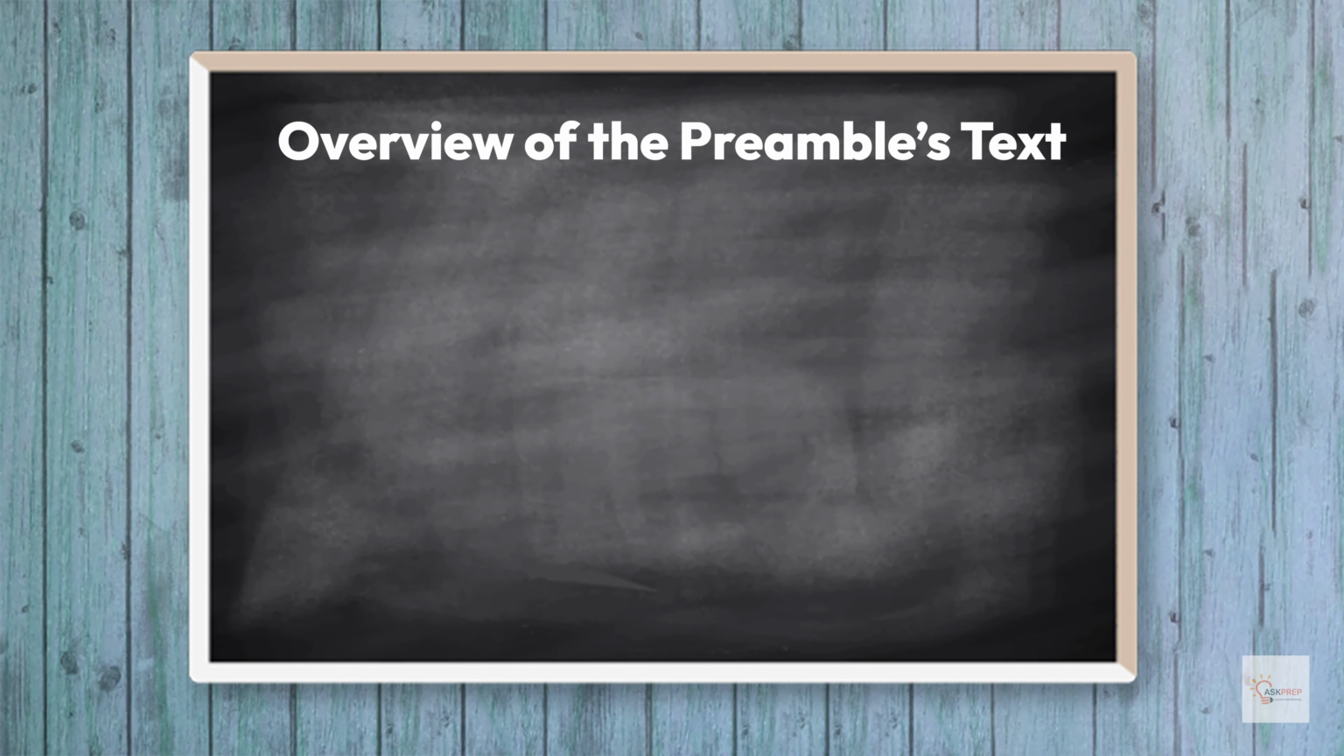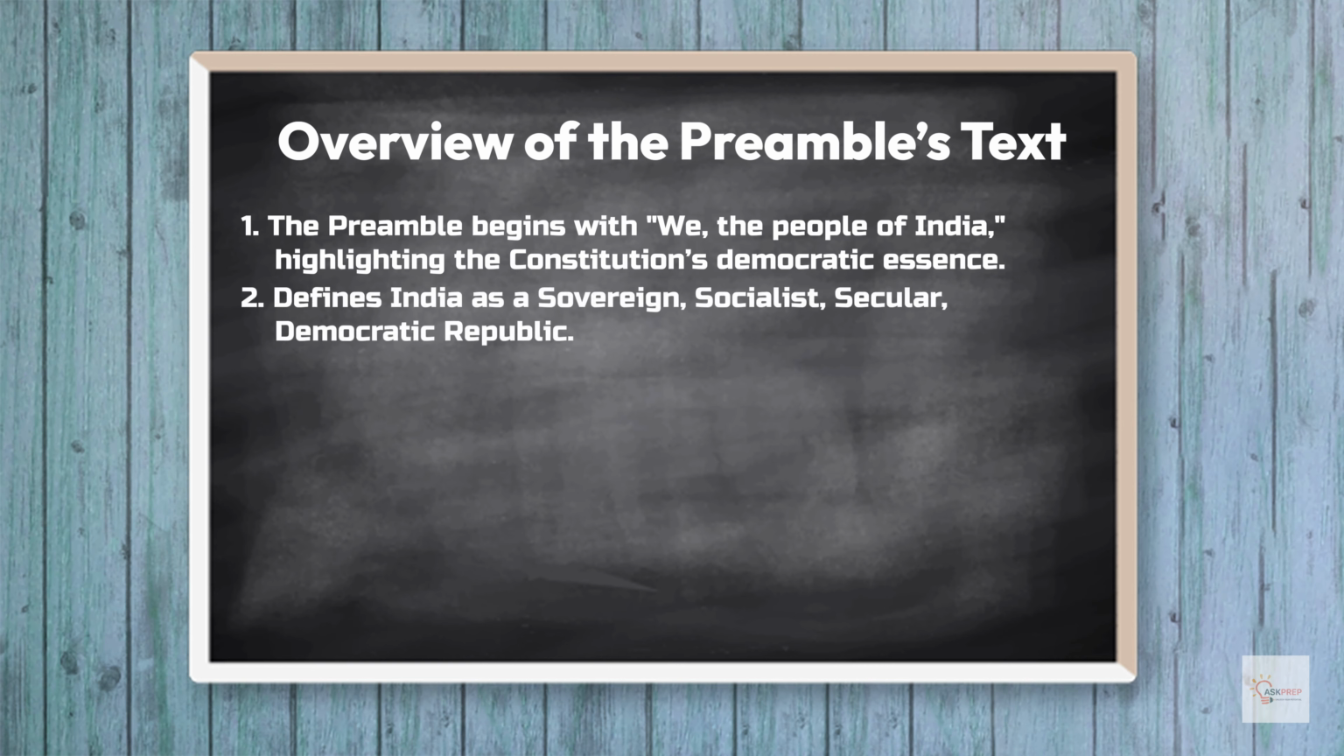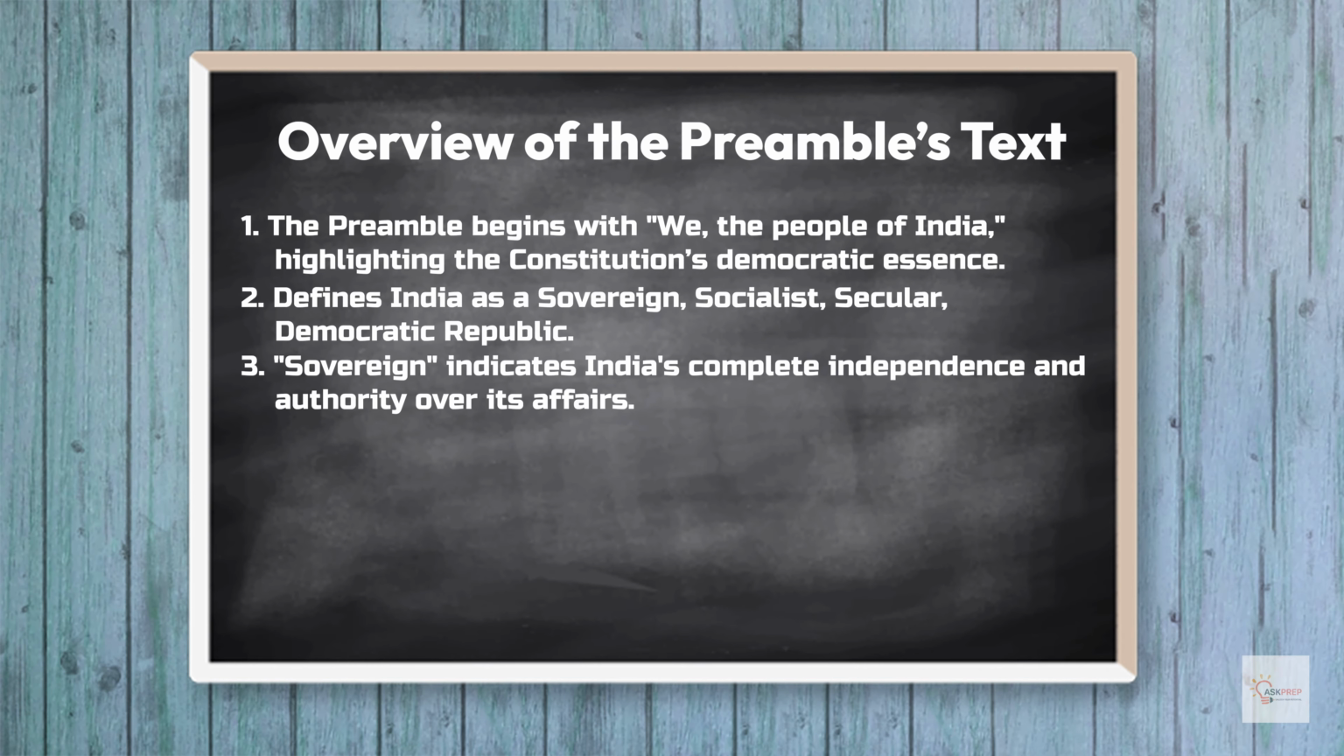Now let's talk about the third point: overview of the Preamble's text. The Preamble begins with We, the People of India, highlighting the Constitution's democratic essence. It defines India as a sovereign, socialist, secular, democratic republic. Sovereign indicates India's complete independence and authority over its affairs.